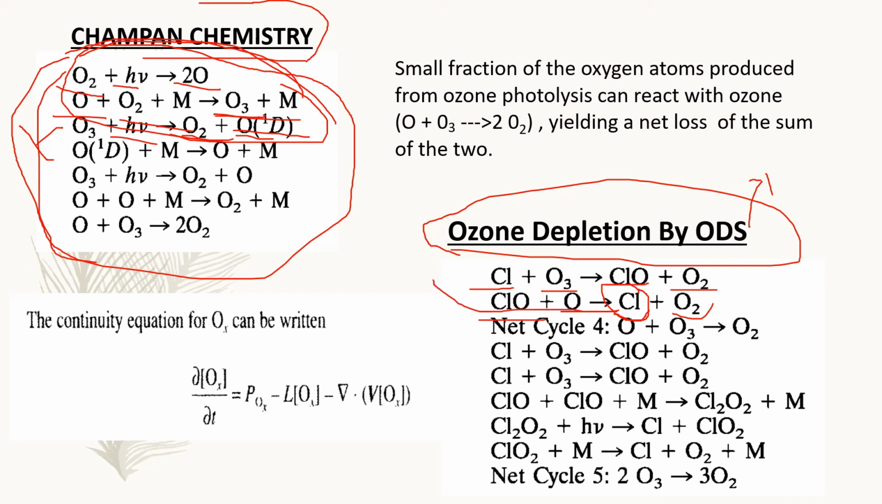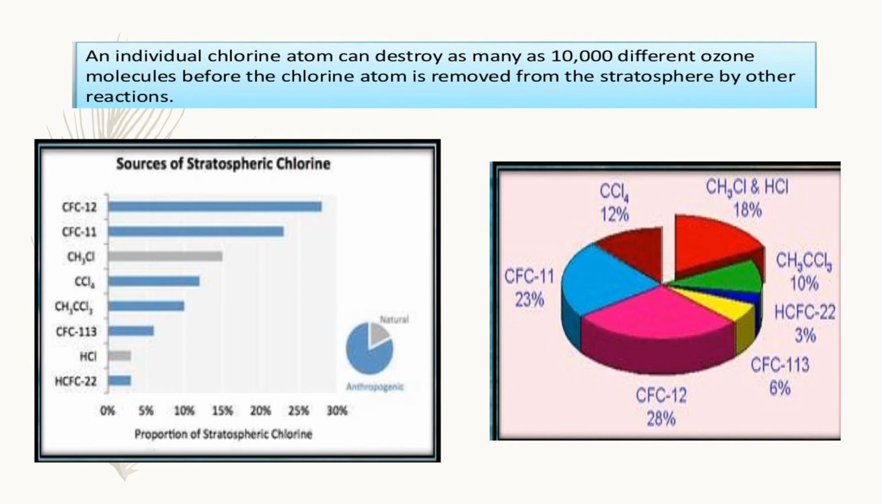This re-formed chlorine will again react with a new molecule of O3. It means that one molecule of chlorine can destroy a large amount of O3 molecules, because it is not getting destroyed, it is getting formed in a continuous cycle. This how much is formed we will represent in the form of data. One chlorine atom can destroy approximately 10,000 molecules of ozone before it has been removed from the stratosphere.